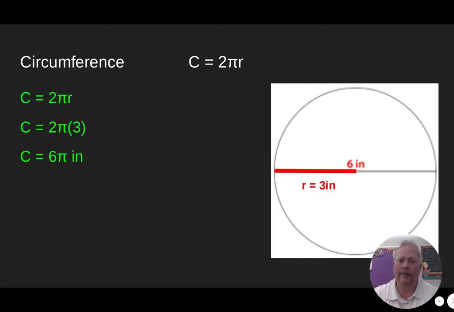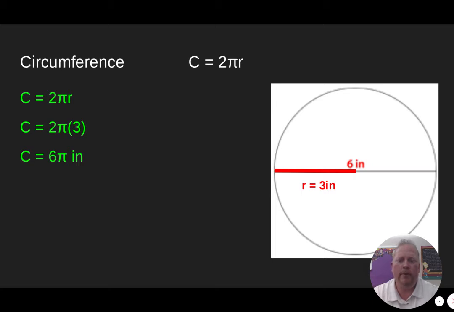Now, I'm fine if you leave it like that. Depending on what the instructions ask for, they might say don't round, so leave it as an exact answer, in which case 6 pi is your answer. If they say to round it, go ahead and use 3.14 as your value for pi. Or some of you might even have on your calculator a pi button. So if you use that pi button, that's going to be much more accurate. Well, not much, but it'll be more accurate than just 3.14.